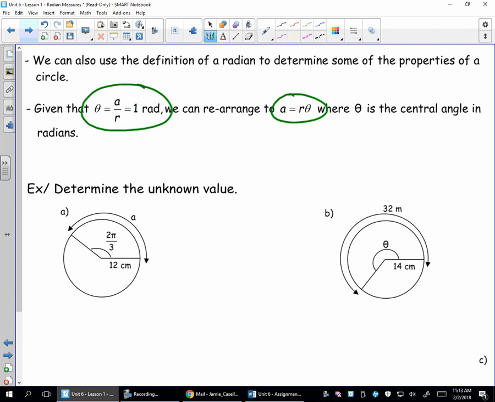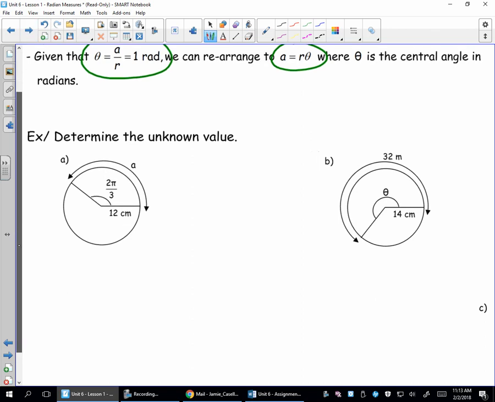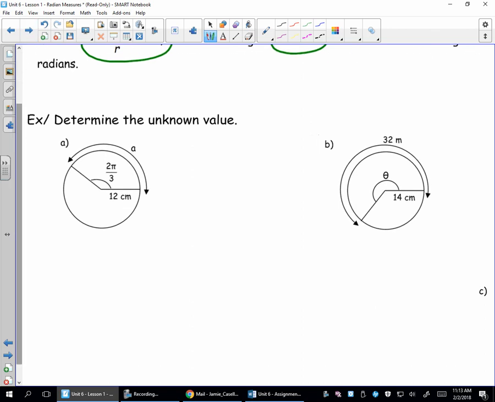to find out things. Take a look at an example here. I have a circle with a central angle. That's my central angle right there. It has a radius. I want to know how much of the circle I've gone around.